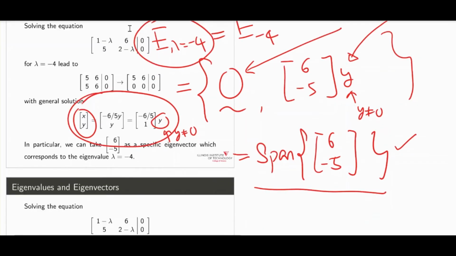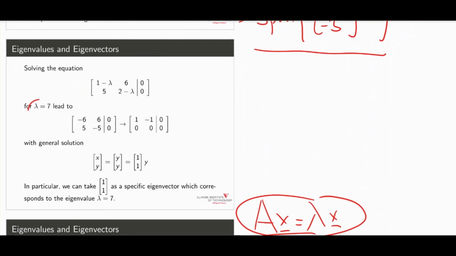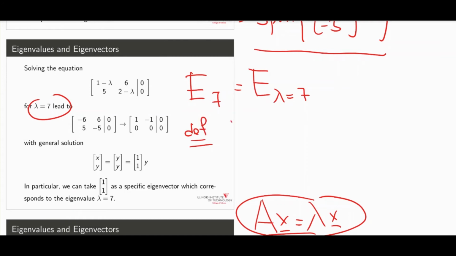Let's do the same thing for lambda equals 7. What is the eigenspace for lambda equals 7? Sometimes I write it like this, sometimes like this. By definition, this is a set which consists of the 0 vector and all the eigenvectors corresponding to the eigenvalue lambda equals 7. So they all look like this.